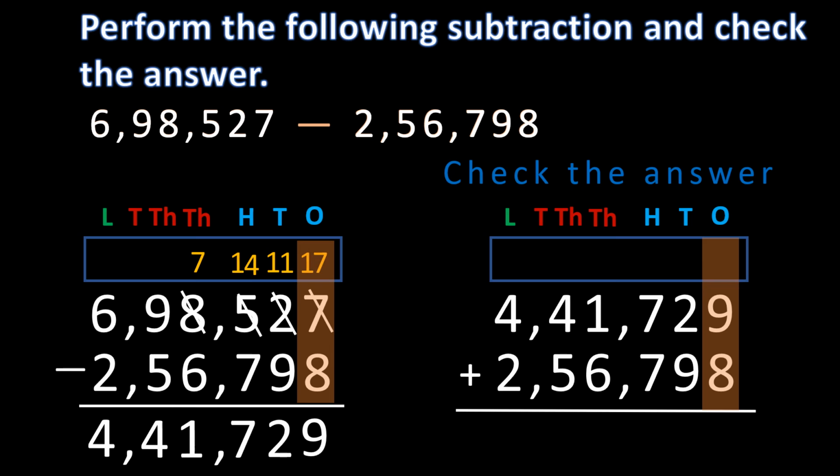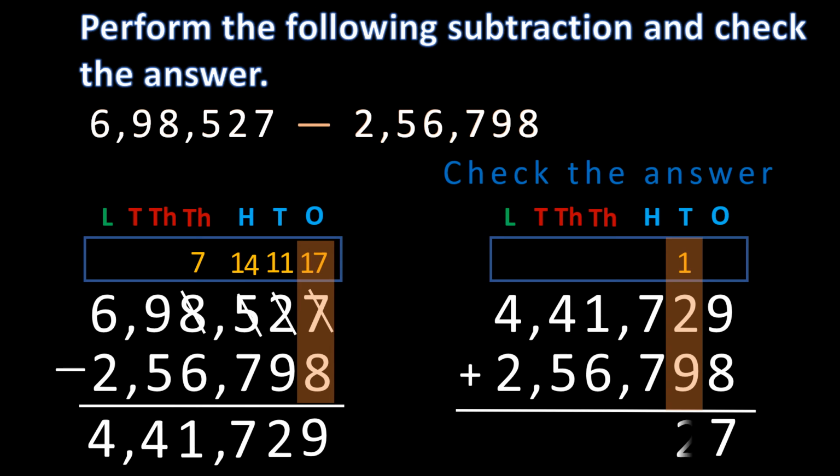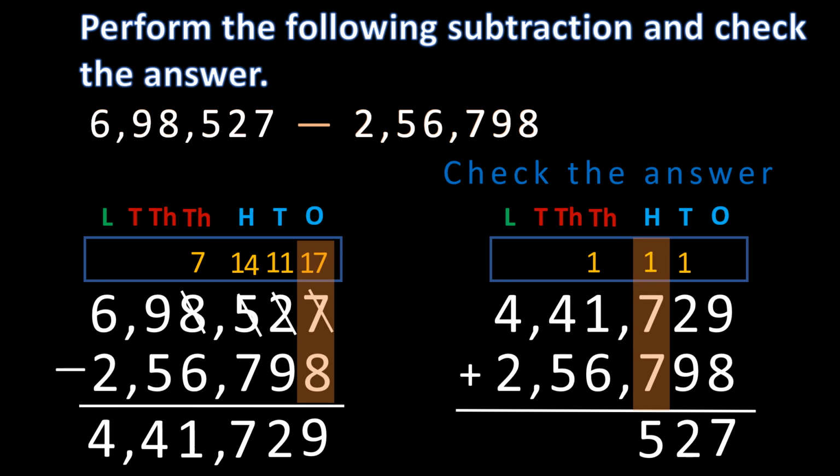9 plus 8 is equal to 17. So write down 7 in ones place and carry 1 to the tens place. Then add the digit at tens place. 1 plus 2 is equal to 3 and 3 plus 9 is equal to 12. So write down 2 in the tens place and carry 1 to the hundreds place. Now add the digit at hundreds place. 1 plus 7 is equal to 8 and 8 plus 7 is equal to 15. So write down 5 in the hundreds place and carry 1 to the thousands place.